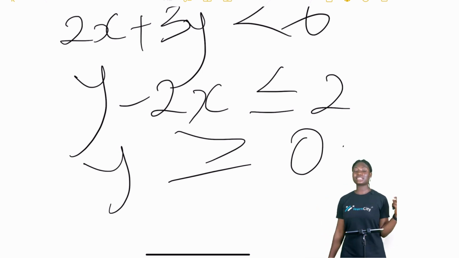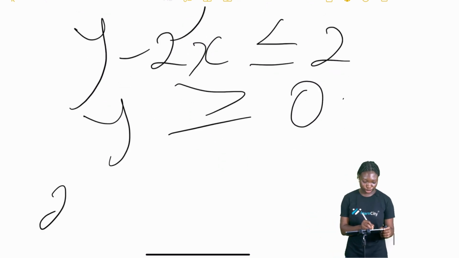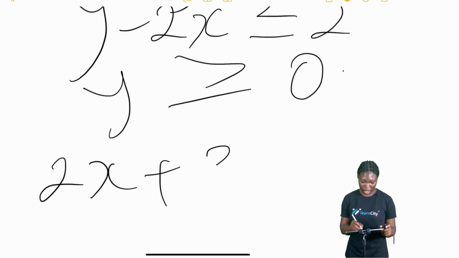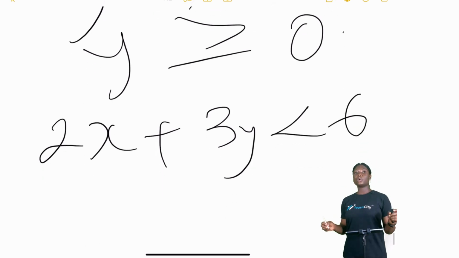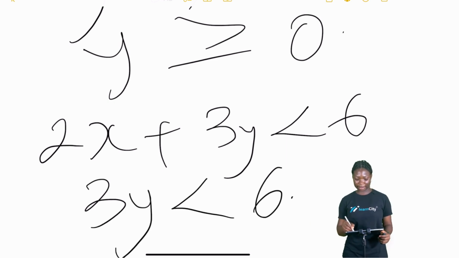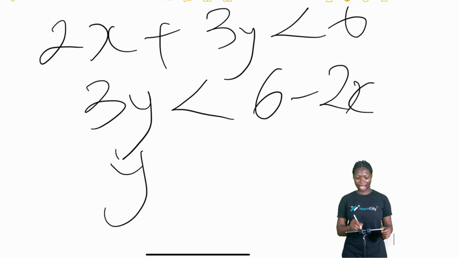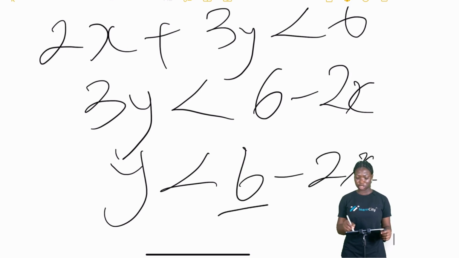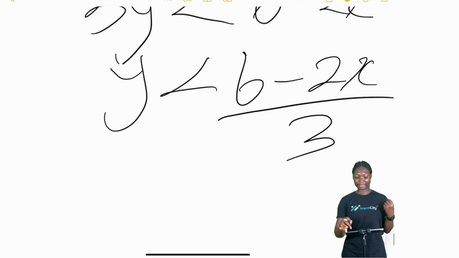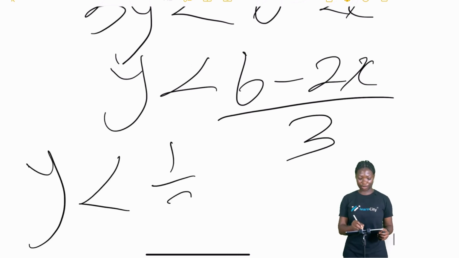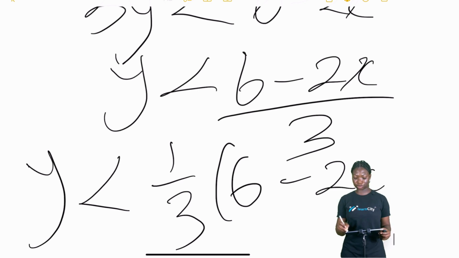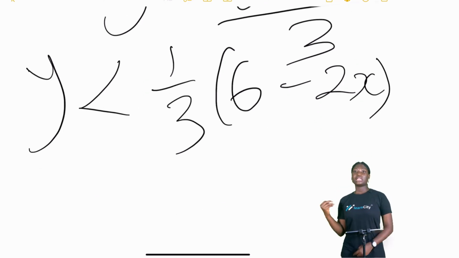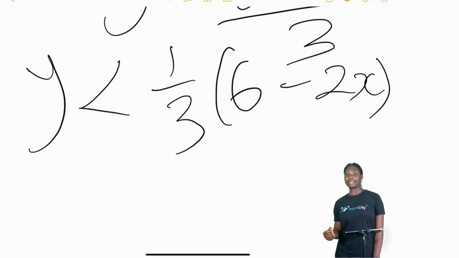Now, the first inequality would be written as 2x plus 3y less than 6, where we make y the subject of the formula. So we have 3y less than 6 minus 2x, and we have y less than 6 minus 2x over 3, which we can easily write as y less than 1 over 3 into bracket 6 minus 2x. Now, it is important to know that this is a boundary line.